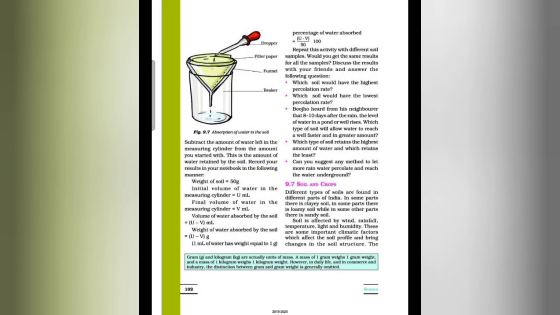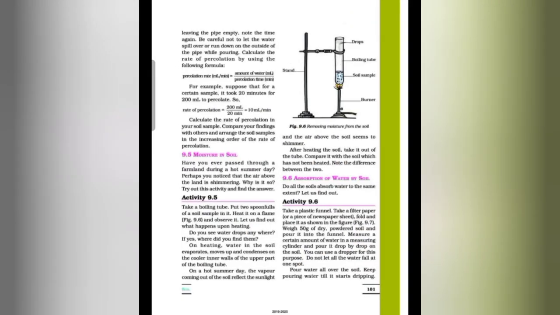So students, you can see in figure 9.7, absorption of water in the soil is shown in this figure. We have to take a plastic funnel as you can see in figure 9.7, then take a filter paper or a piece of newspaper sheet, then fold it and place it as you can observe in figure 9.7.